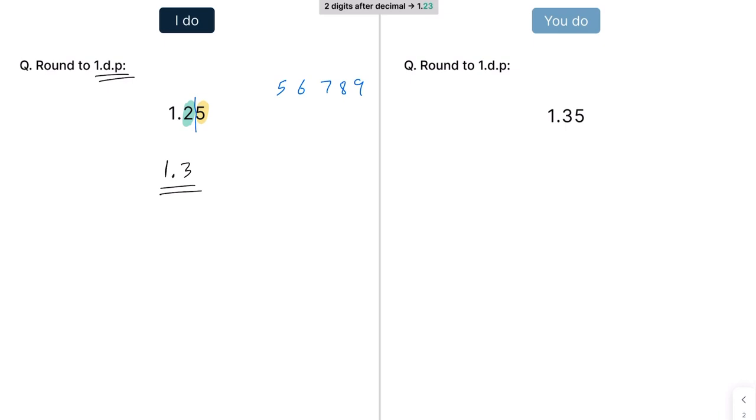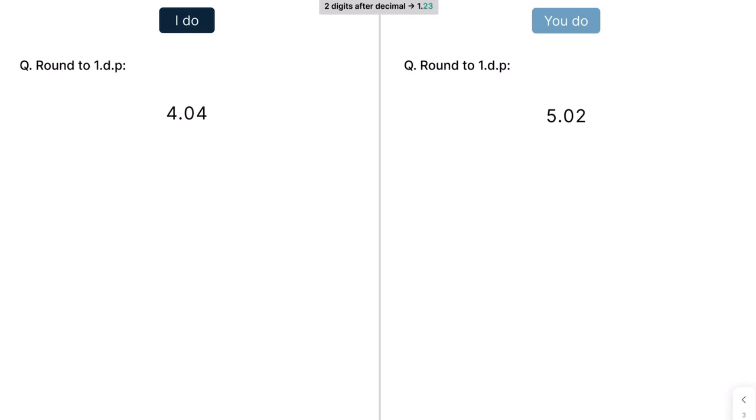So hopefully you've had a go. So it says round to 1 decimal place. You're going to draw a line after the first digit. Then you're going to use the decider, which is the number after the line. So in this case, the decider is 5. Because the decider is 5 or more, we're going to round up. So this 3 becomes a 4. So our answer is 1.4.